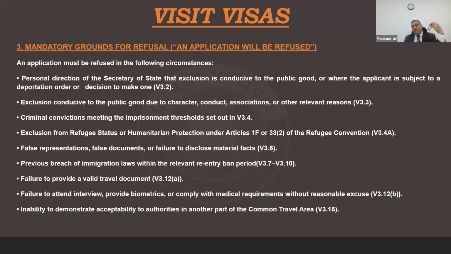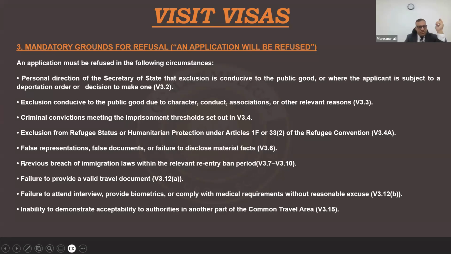So if you have a mandatory ground of refusal, I would suggest you do not apply. Try to address the mandatory ground of refusal first and then apply for your client's application or your own application. If your application falls within the mandatory ground of refusal, the Home Office is bound to straight away refuse your visa. And these are the grounds for mandatory refusals.